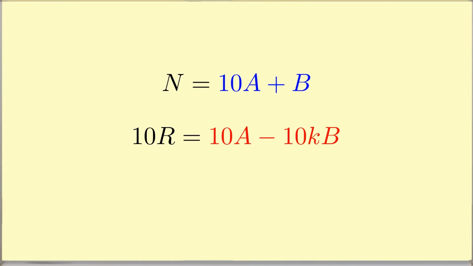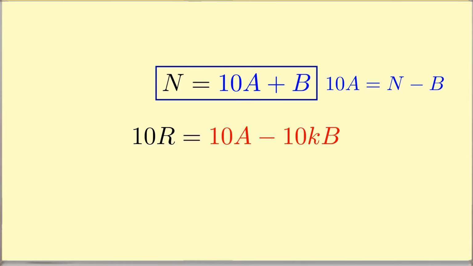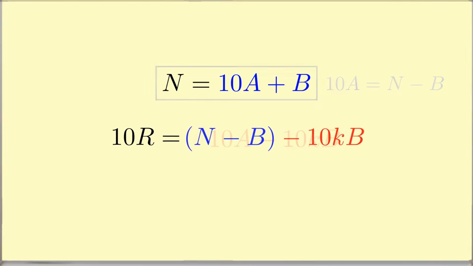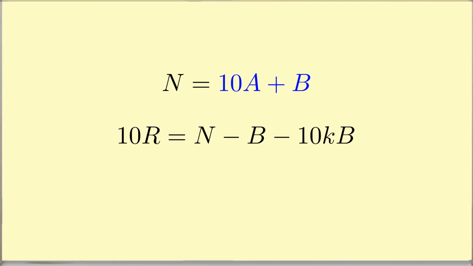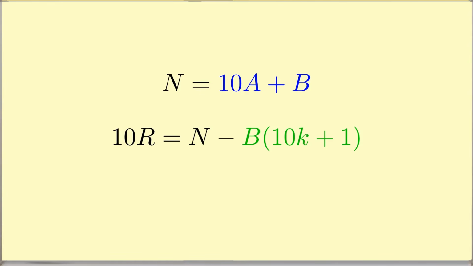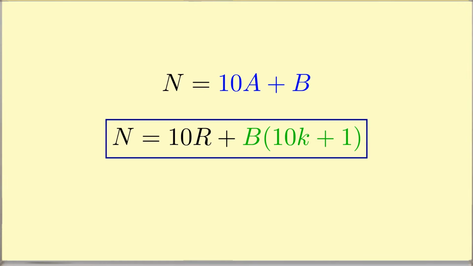Distributing that gives us 10r equals 10a minus 10k times b. Now look at our original number equation. n equals 10a plus b. This means we can isolate 10a as n minus b. Let us substitute n minus b into our rule equation. We get 10r equals n minus b minus 10k times b. If we factor out the negative b, we get 10r equals n minus b times the quantity 10k plus 1. Rearranging this to solve for n gives us a beautiful revelation. n equals 10r plus b times the quantity 10k plus 1.